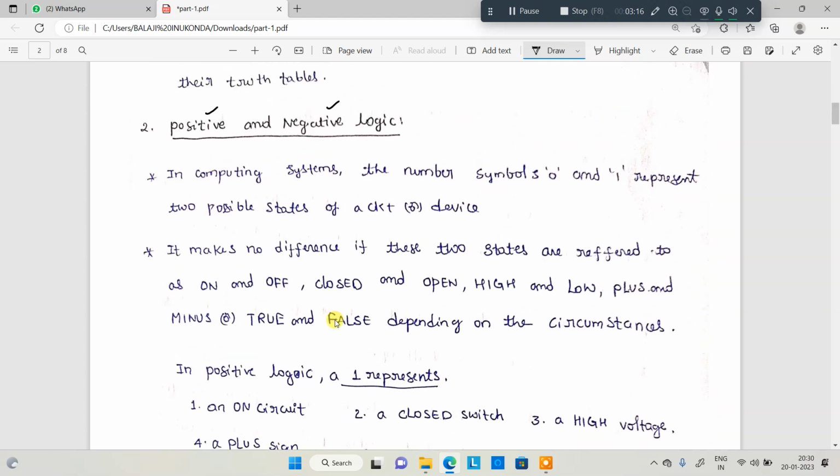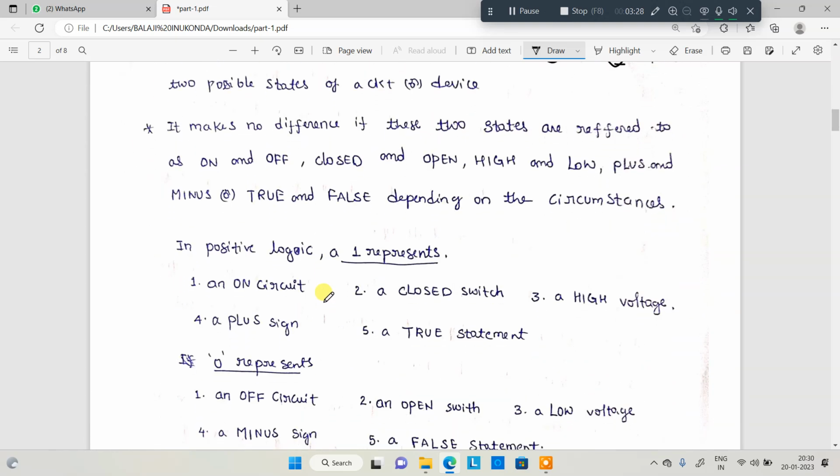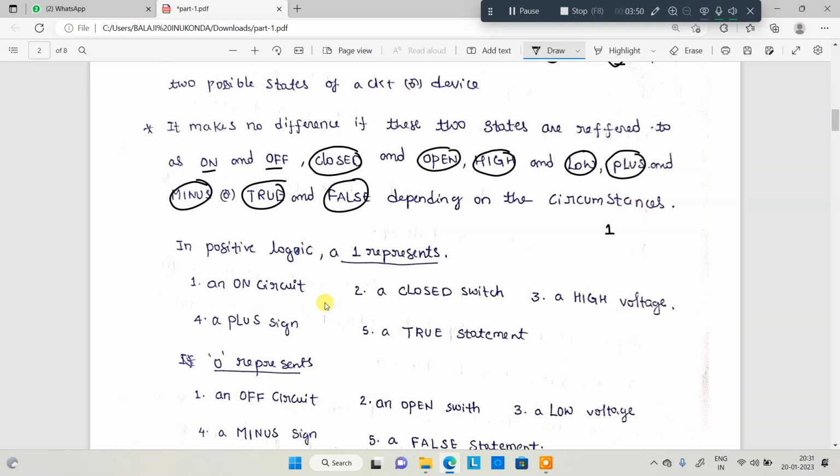The symbols 0 and 1 are represented in a computing system. These are the possible states. 0 and 1 are possible states in the computer system. In these possible states, it makes no difference if these two states are referred to as on and off, that means closed and open, or high and low, or plus and minus, true or false. Are all of you following?